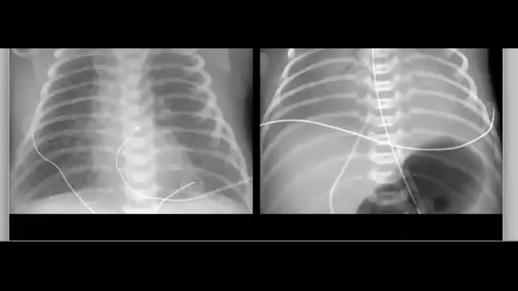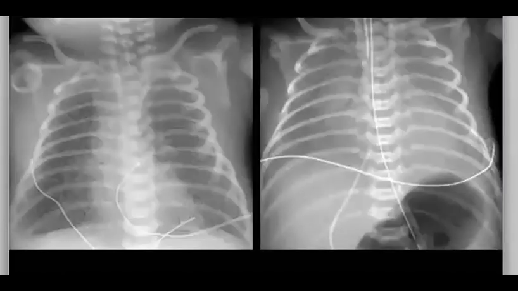So let's try with you now. If I told you that this is pneumonia, which type would you like to mention? Is it group B or non-group B?